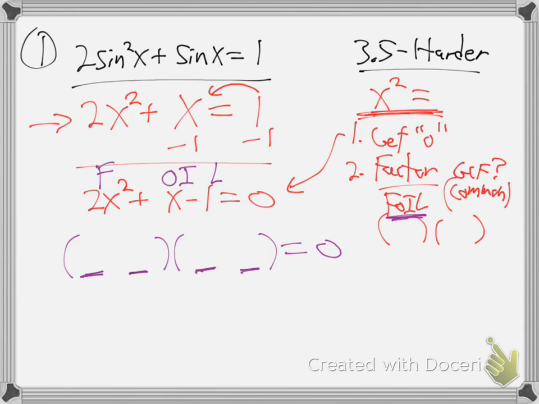Here we go. I'm just going to do FOIL. I'm just going to guess, in other words. Basically, that means I'm going to guess and check. So the first one in this parenthesis times the first one in that parenthesis makes 2x squared. That's what the F stands for. First times first makes 2x squared. So what times what is 2x squared? x times 2x.